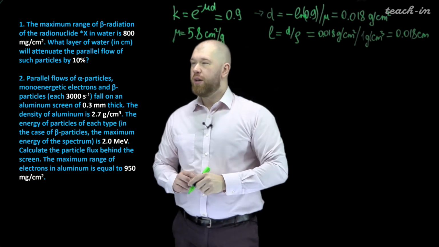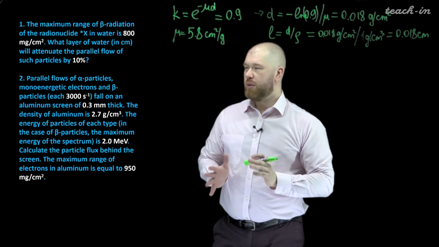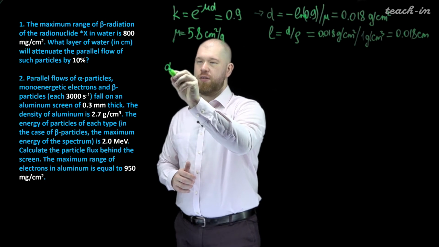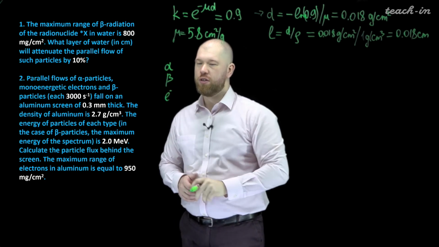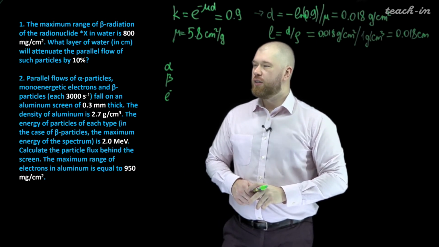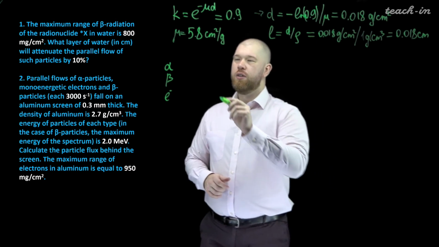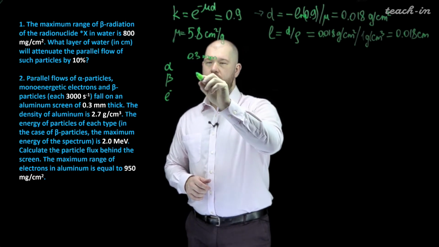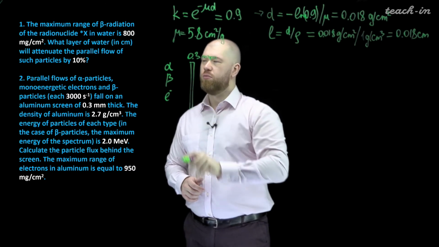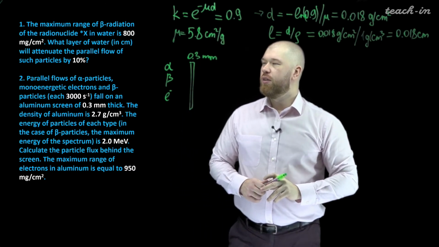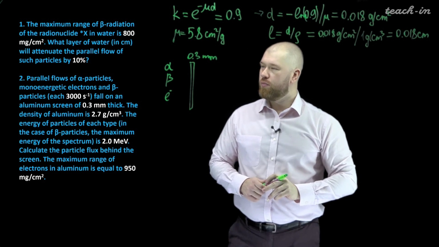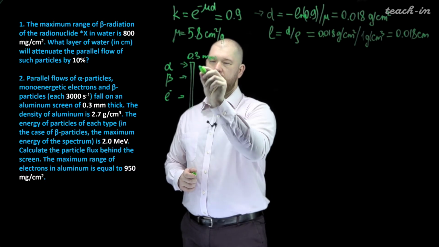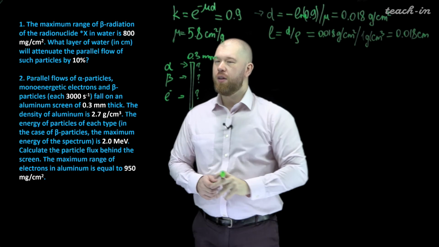So again, it is quite easy. Now we have a bit different task, but related to this one. We have three fluxes: alpha, beta, and monoenergetic electrons. We know the thickness of the material, that is 0.3 millimeters of aluminum screen, and we have to calculate what will be the flux of these particles after the screen.